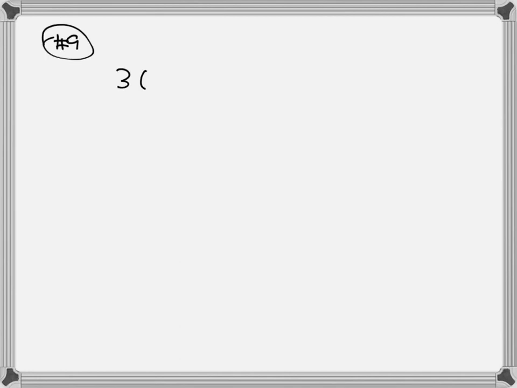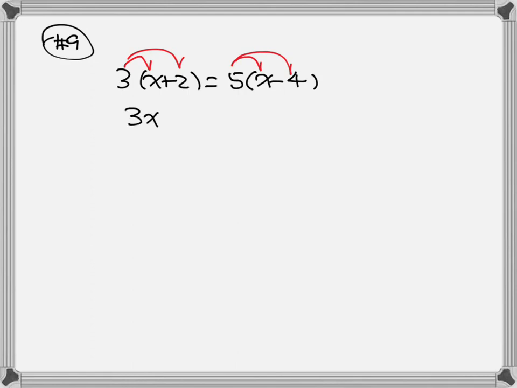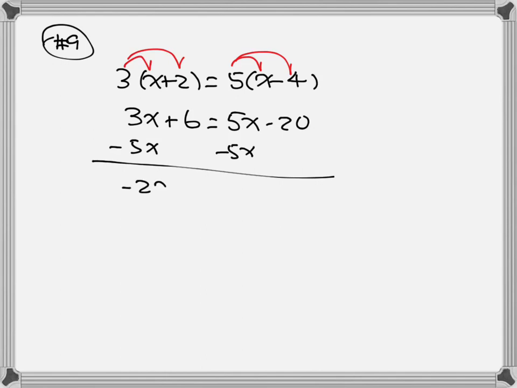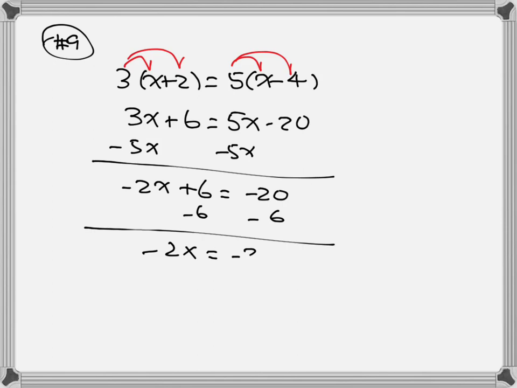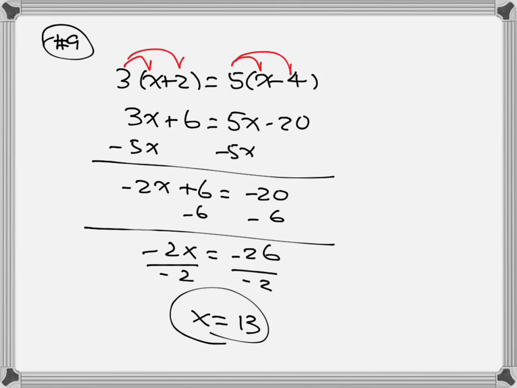Number 9, we have 3 times x plus 2 equal to 5 times x minus 4. So here, we're going to take the outside number and multiply into the parentheses. So we have 3x plus 6 equal to 5x minus 20. Then move x to the left-hand side. Okay, so we have negative 2x plus 6 is equal to negative 20. Move the number to the other side. So negative 2x is equal to negative 26. Divide everything by negative 2. So x is equal to 13. Okay. Now let's look at number 10.